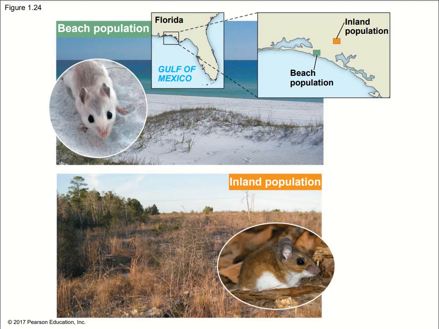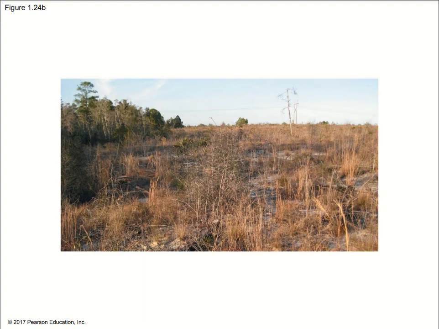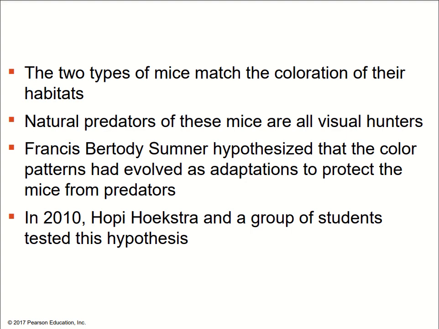Therefore, the beach mouse is better able to hide from its predators due to being able to blend in with the surroundings, whereas the inland mouse is better able to hide from its predators by not standing out. Therefore, likely, if both populations occurred in the same area, one population would be less likely to survive and reproduce in its current environment than the other. The two types of mice match their coloration to their habitats.